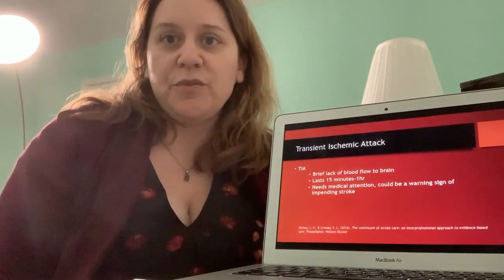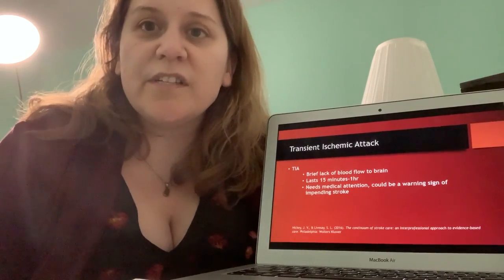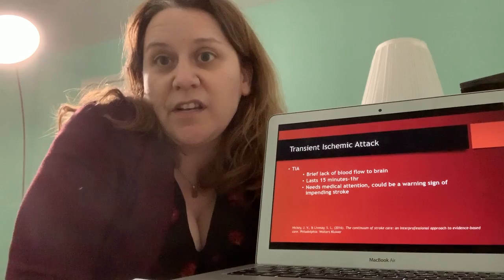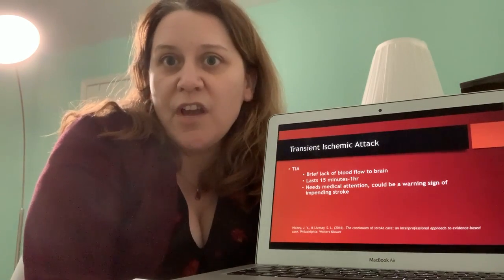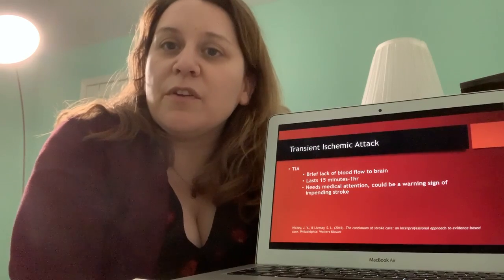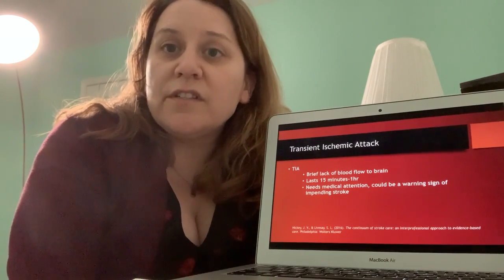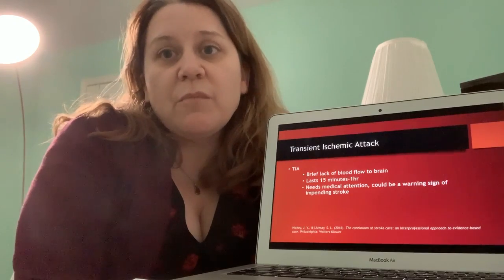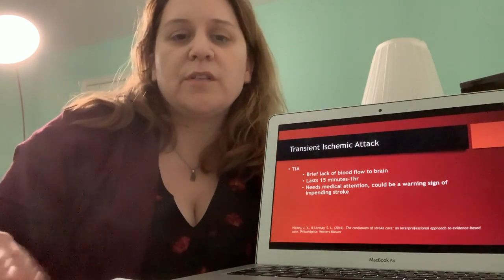We also have to know about transient ischemic attacks, or TIAs. TIAs are transient. They're stroke symptoms that last usually between 15 minutes and an hour. The stroke symptoms completely resolve. However, this is still a medical emergency. The patient needs to get checked out because it could be a warning sign that a stroke is about to occur.